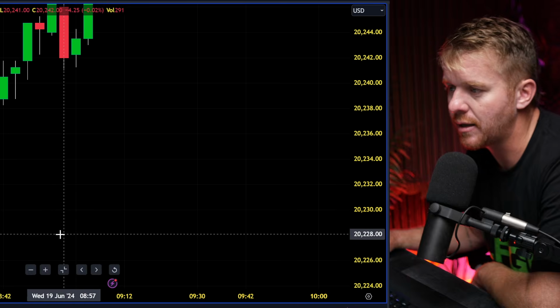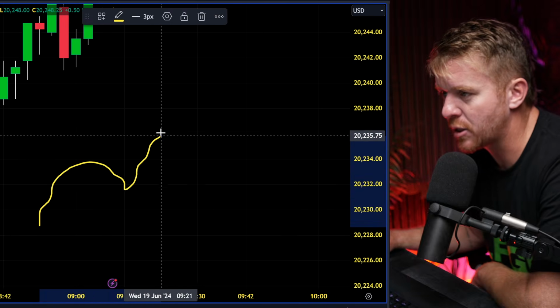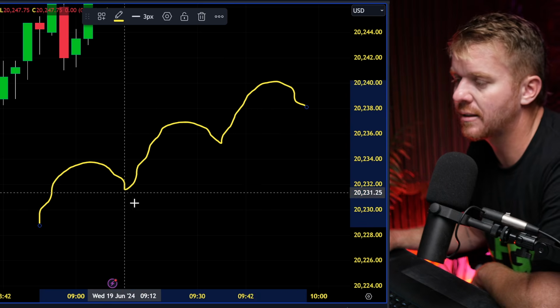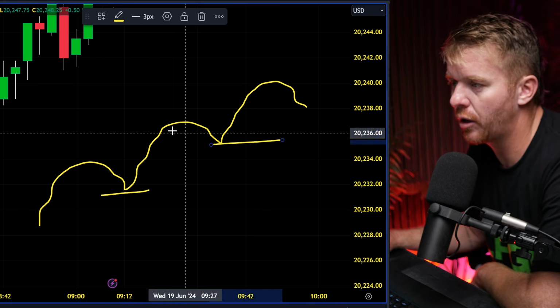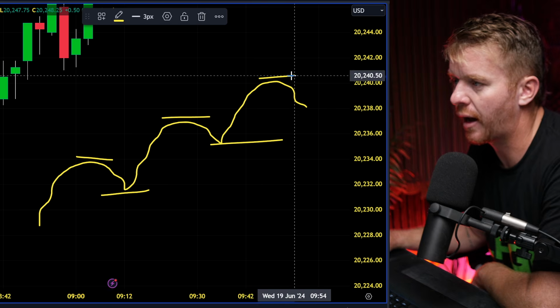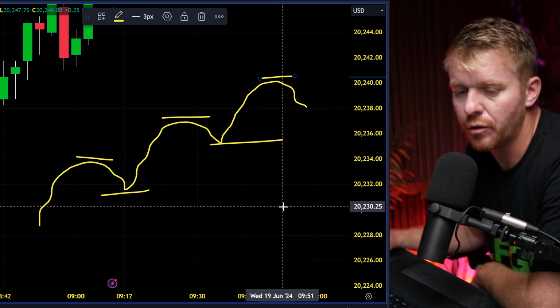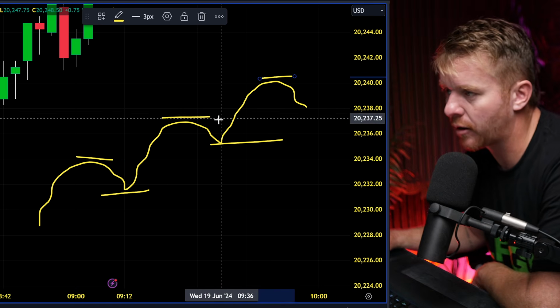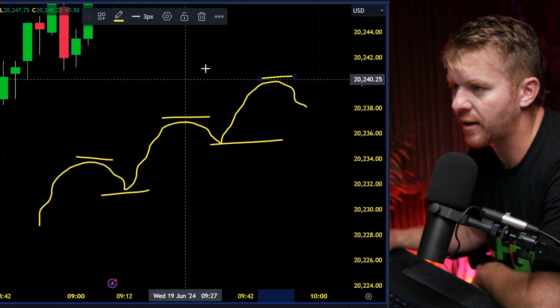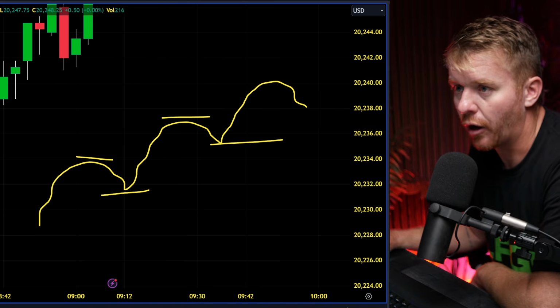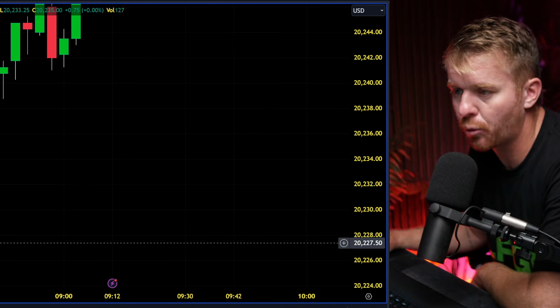Now, obviously, the move to the upside is putting in higher highs, higher lows. So higher lows, higher highs, and that's a bullish move. These pullbacks here are not bearish. These pullbacks are basically just an overall bullish pullback.